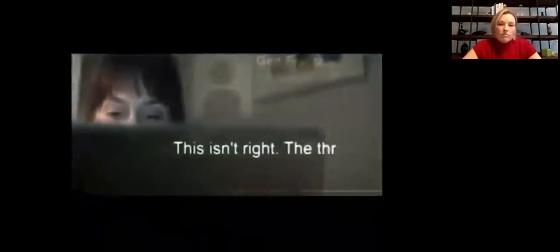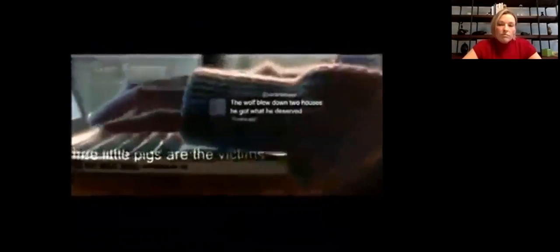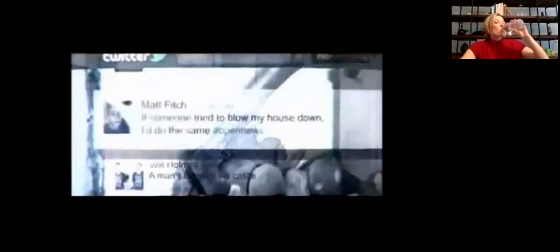So the spotlight is once again shone on the grey area of homeowners' rights to protect their properties. This isn't right. The three little pigs are the victims. They downed two houses. We've got one. But the pigs went too far. They have every right to defend their property. Boiling someone alive hardly constitutes reason. If he's got a big lion, yeah, protect yourself in your own home. A man's home is his castle. If someone tried to burn my house down, I'd do the same.